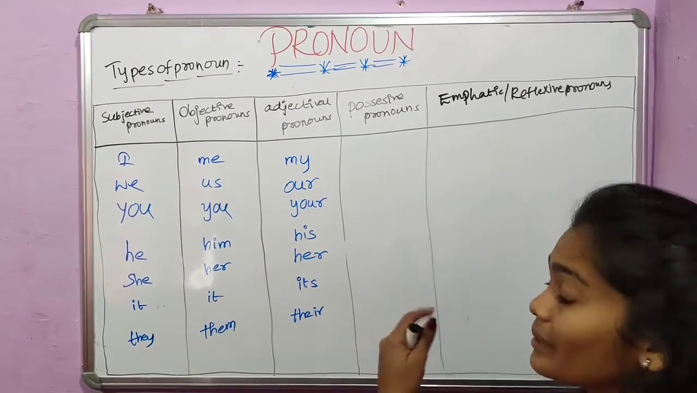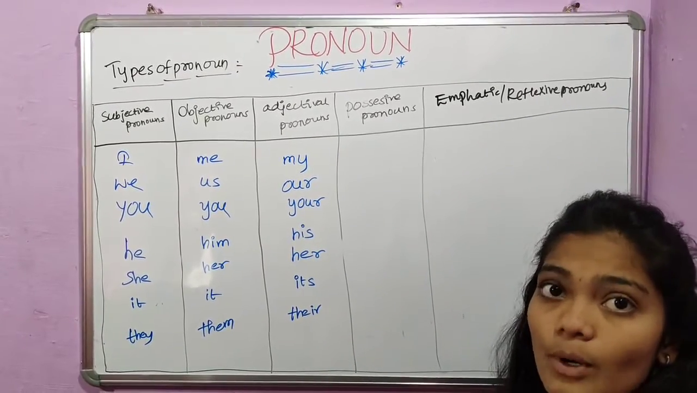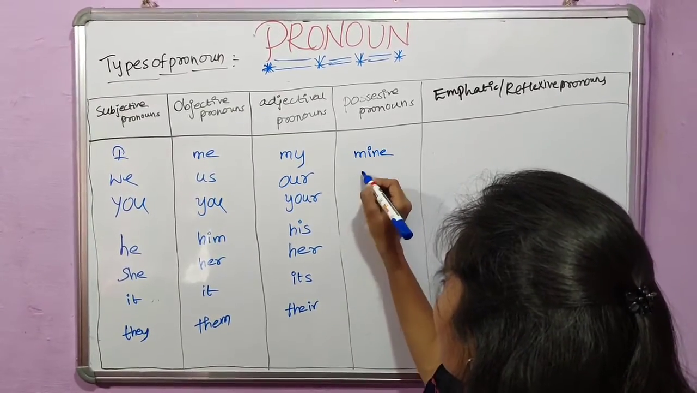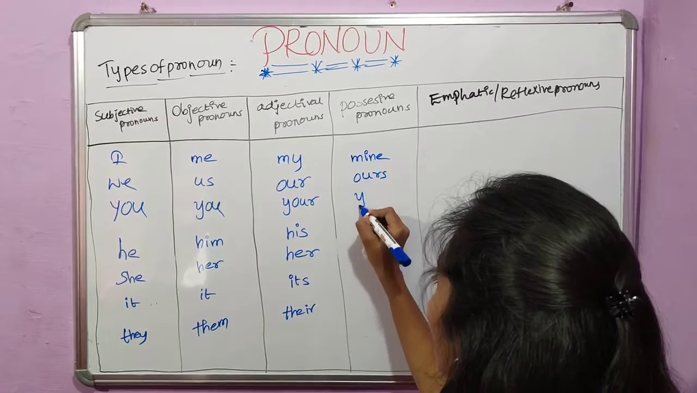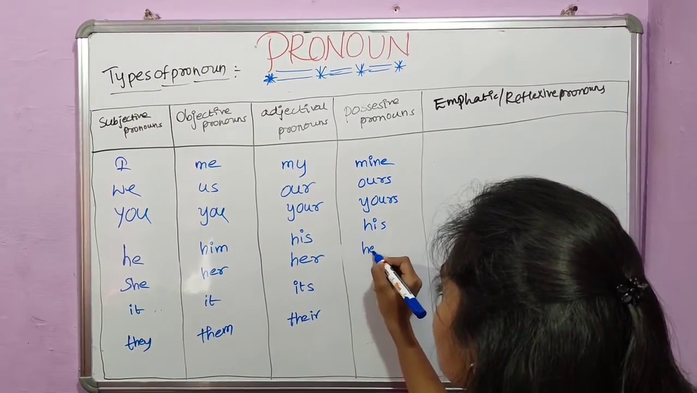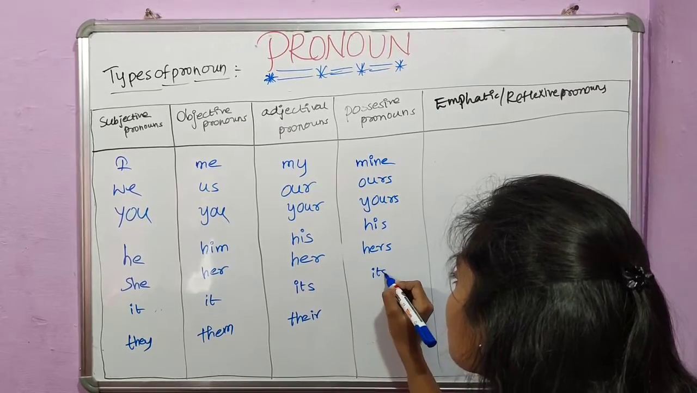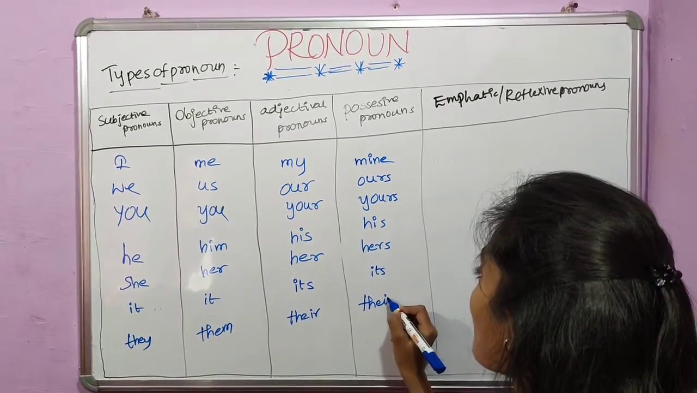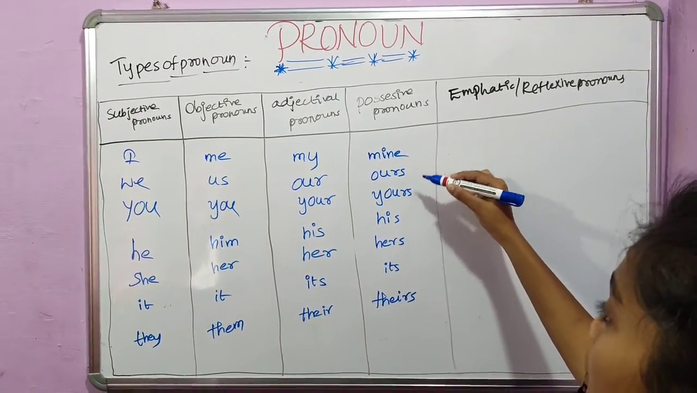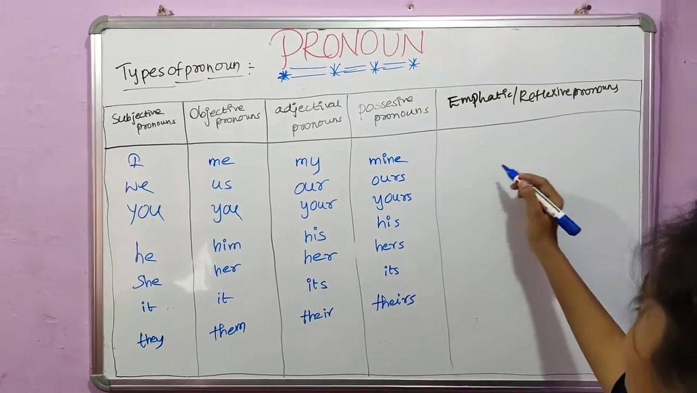Possessive pronouns are the pronouns that show belonging or ownership. Mine, ours, yours, his, hers, its, theirs are the possessive pronouns. We should not place an apostrophe before the s.